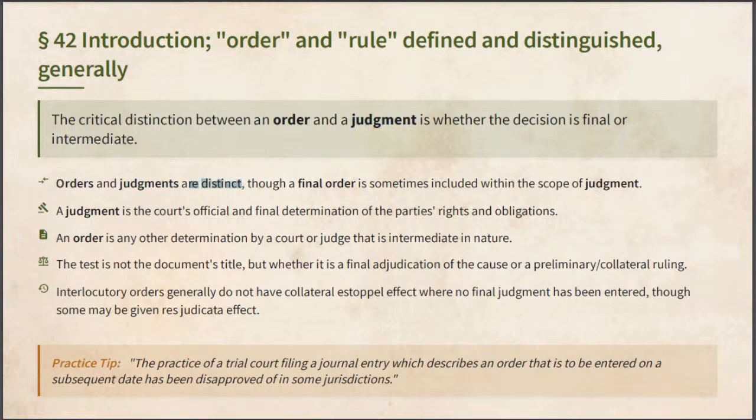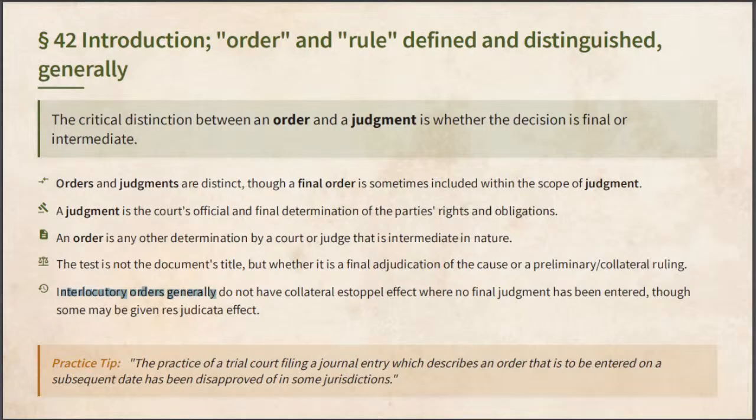Orders and judgments are distinct, though a final order is sometimes included within the scope of a judgment, sometimes. A judgment is a court's official and final determination of the party's rights and obligations. An order is any other determination by a court or judge that is intermediate in nature. The test is not the document's title, but whether it is a final adjudication of the cause or a preliminary collateral ruling.